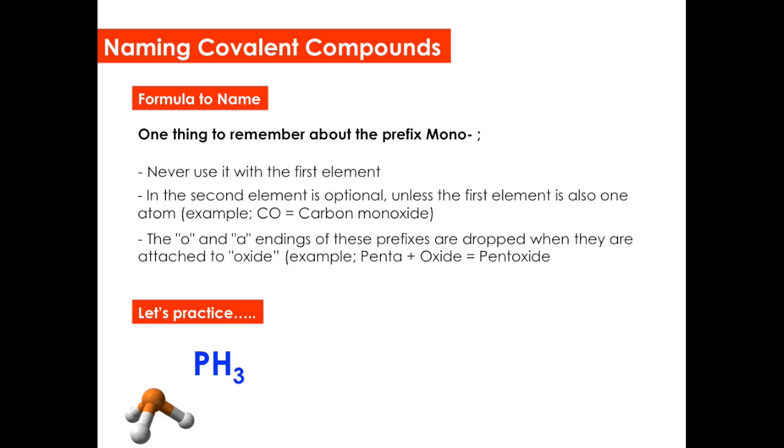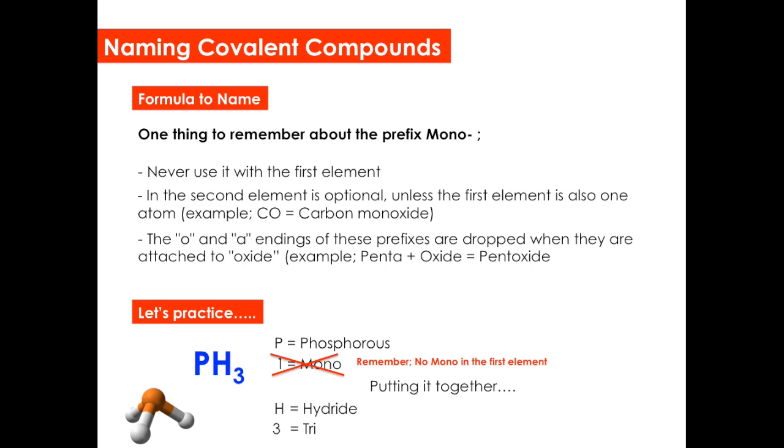Let's practice. PH3. P stands for phosphorus, and we have only one, and it's mono. Remember, no mono in the first element. H stands for hydrogen, and we change the ending to IDE, so it's hydride. And for 3, we use tri. Putting it together, the name of the compound will be phosphorus trihydride.